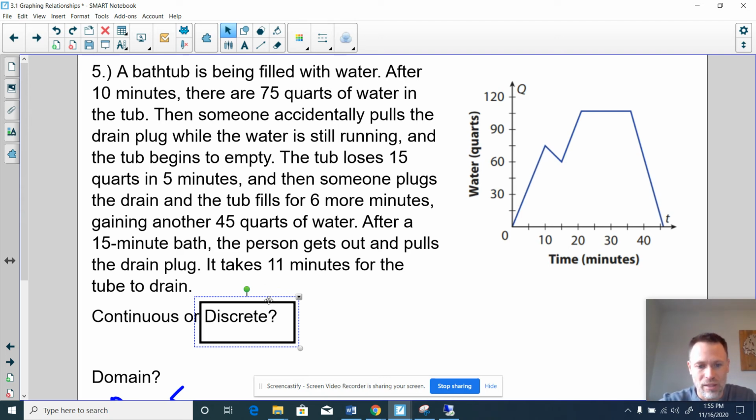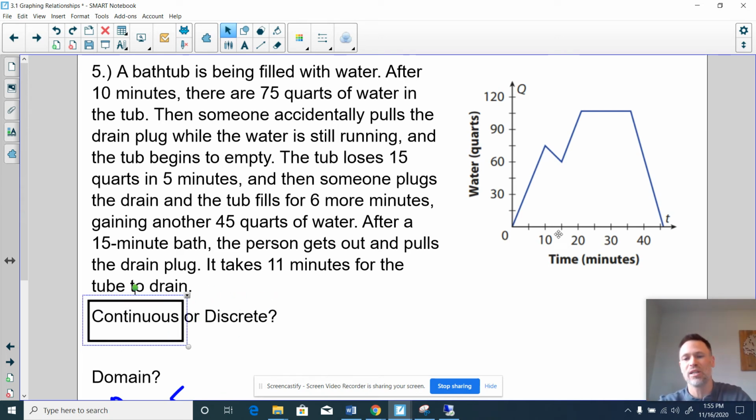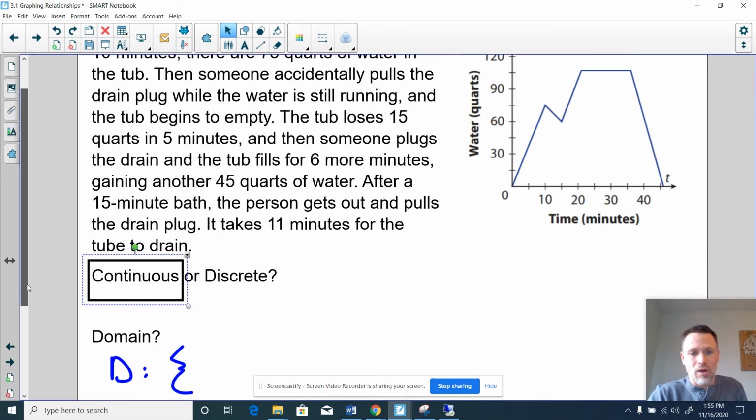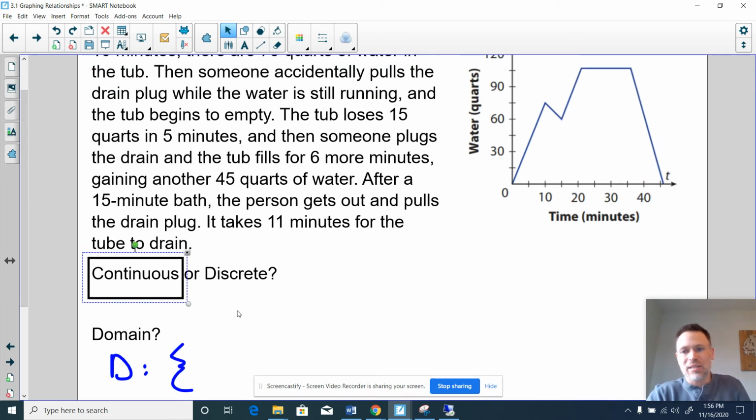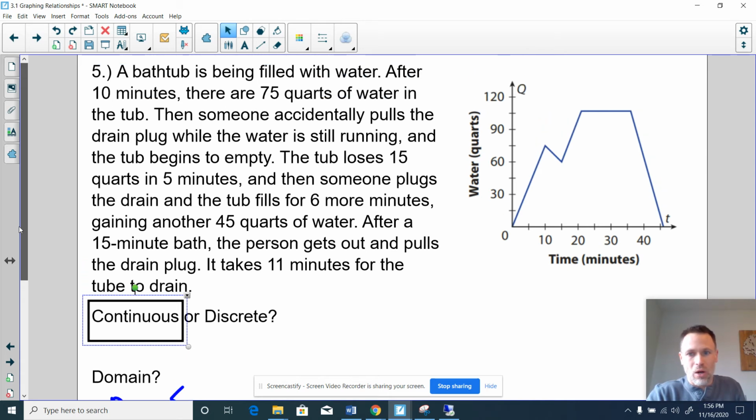So for that reason, this is a continuous graph because after 30 seconds, I can have just part of a quart of water in there. And that makes sense. After just a tenth of a second, I can have a little bit of water. So all of those values in between now make sense and are possible. So therefore, it is continuous. Okay. So my domain for this, right, is all the possible X values.